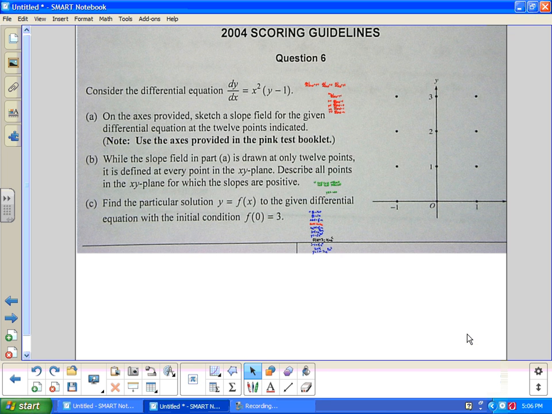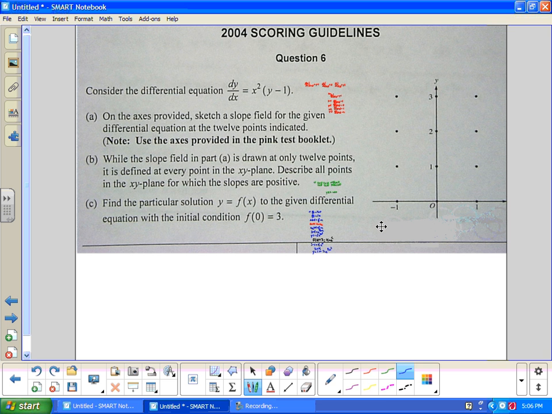Okay, so 2004, pre-response, AP Calculus, question number 6, no calculator. And it gives a differential equation, dy/dx equals x squared times quantity y minus 1. And it gives you a set of axes, and they ask you to do a slope field for the given differential equation. So in the answer book will be some sort of slope field thing like this. We're going to fill the one in on the graph here.